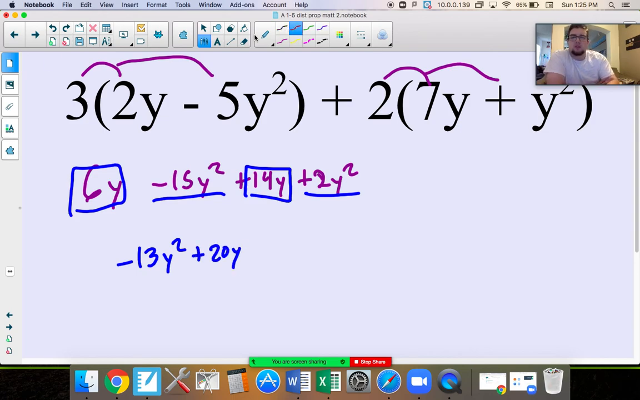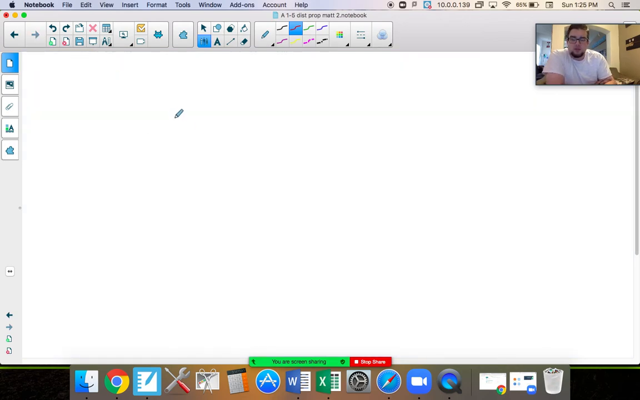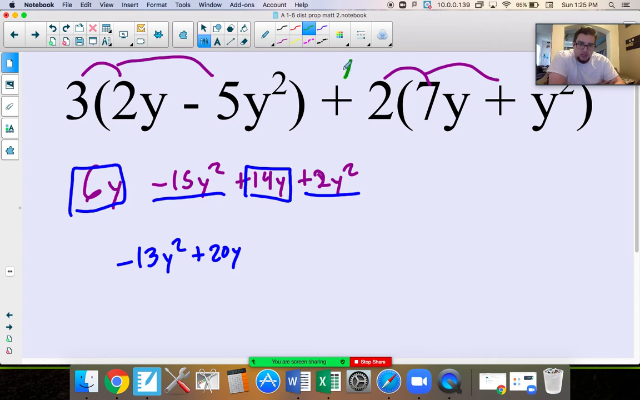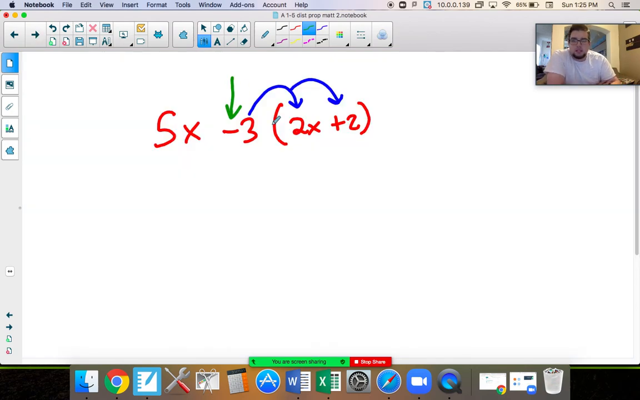The thing to be careful of with a distributive property is when you have a problem, say like this, 5x minus 3, parentheses, 2x plus 2. We want to distribute this 3, but we also have to distribute the sign directly in front of that number. In the previous example, that's a positive 2. Positives are a lot nicer than negatives. Positive 2, so everything kind of was whatever. In this problem, that's a negative, so it's 5x minus 6x minus 6.